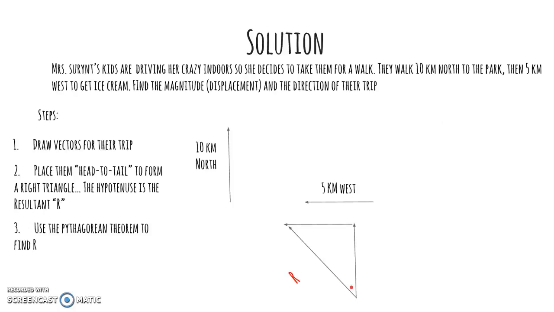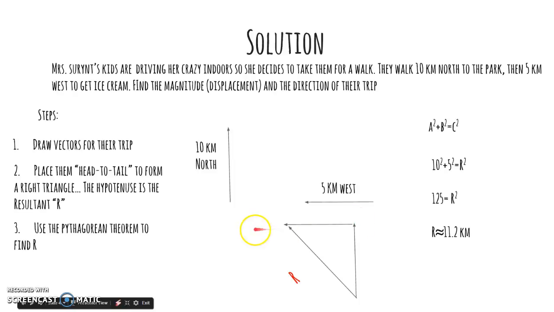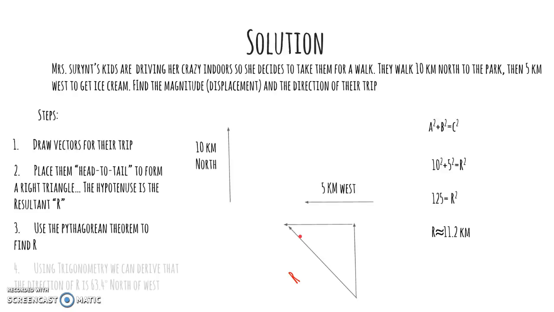Using the Pythagorean theorem one last time, we can find that 10 squared plus 5 squared equals 125. Then take the square root of 125, and you get roughly 11.2 kilometers as your resultant. Now, here's where things get a little bit tricky.